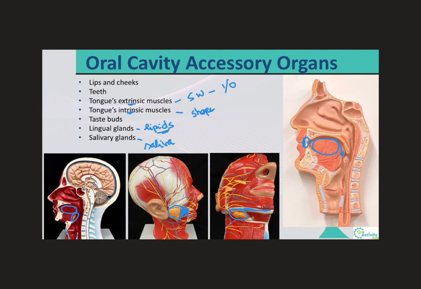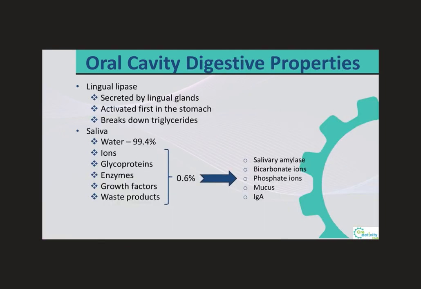In addition, the salivary amylase that's secreted by the salivary glands will start to break down starch. So again, another reason why it's important for you to chew your food well before swallowing, because a lot of the digestion already starts in the oral cavity. So like I said, two important digestive properties are the lingual lipase and the saliva. The lingual lipase is going to be secreted by the lingual glands. Like I said, it's going to be activated first in the stomach, and it will have an important function in the breakdown of triglycerides. Now, the saliva is essentially made up of water.